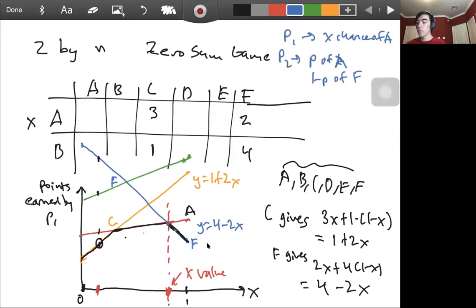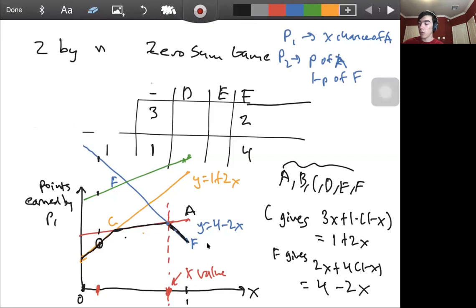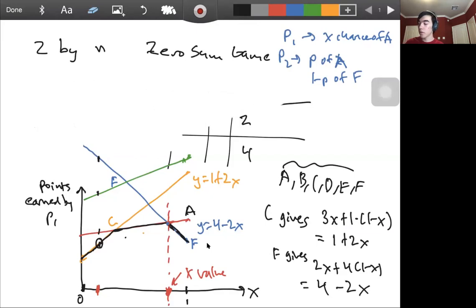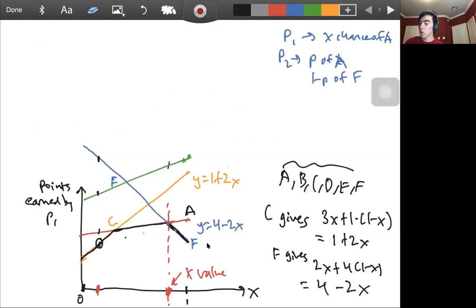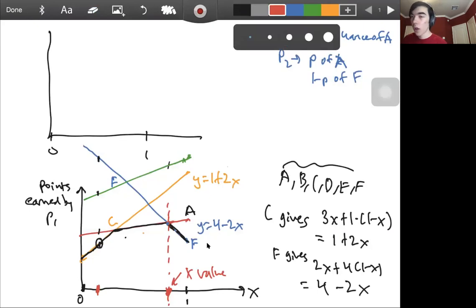And the way to find out what p is, we want to make sure that player 1 will not feel a need to change its x value. How are we going to do that? Okay, here's the part that's a bit tricky. We can draw a new graph now. But now we only need to draw A and F. The other lines, we have already canceled them out. They're not part of equilibria yet. We don't have to care about them.